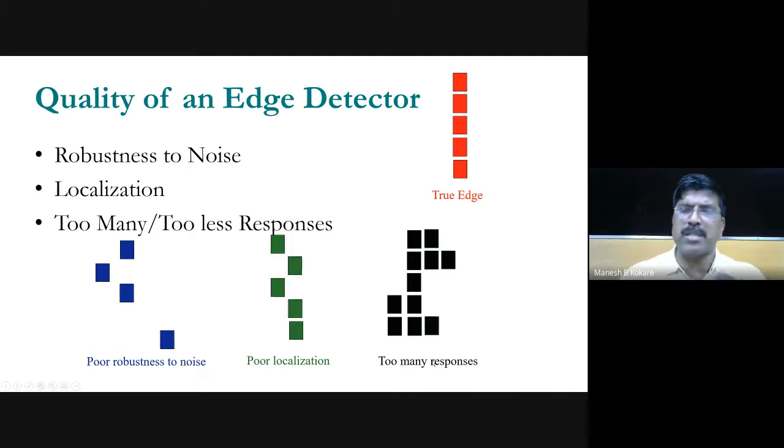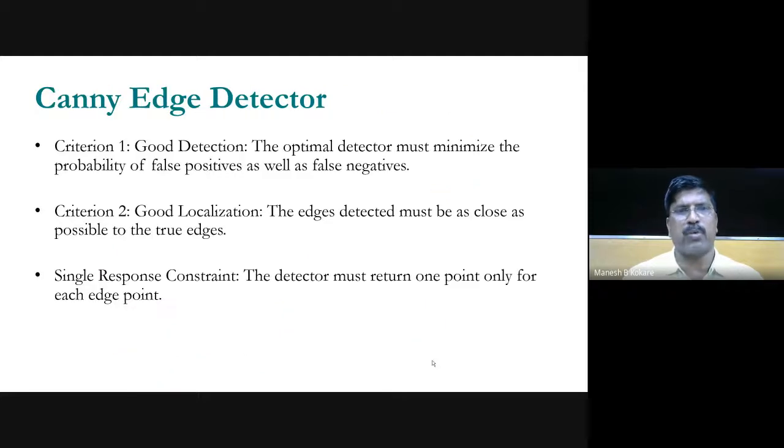So we have three requirements. One, our edge detection algorithm should be robust to noise. Second, it should have good localization. And third, it should not have too many responses. It should detect only the true edge. All those expectations are mostly satisfied by the Canny edge detector technique, which was proposed for this.